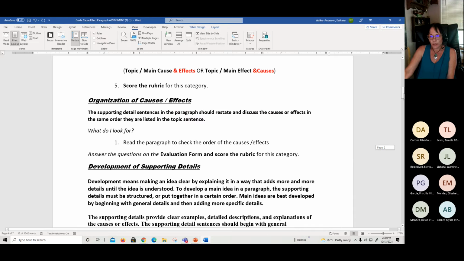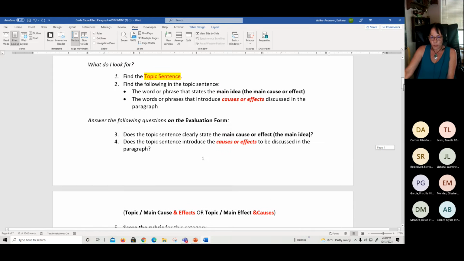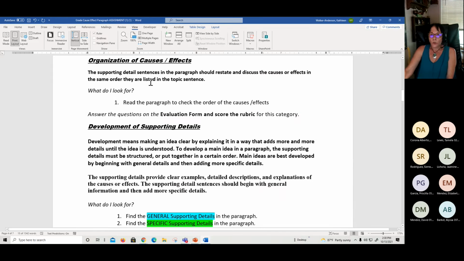Organization of causes and effects. The supporting detailed sentences in the paragraph should restate and discuss the causes or effects in the same order they are listed in the topic sentence. What do I look for? Read the paragraph to check the order of the causes and effects. Then answer the questions on the evaluation form.